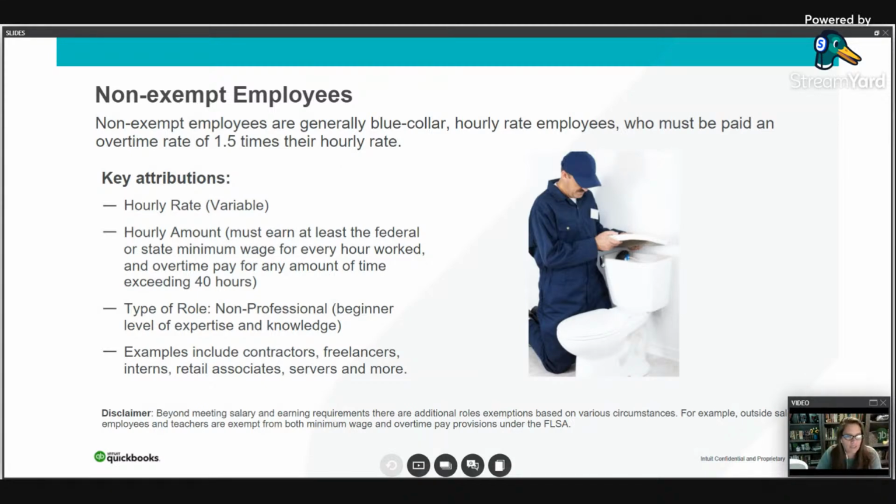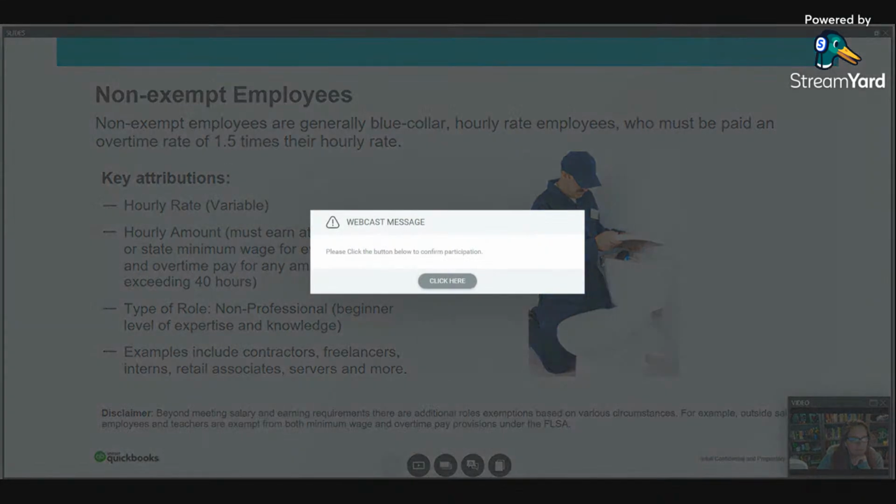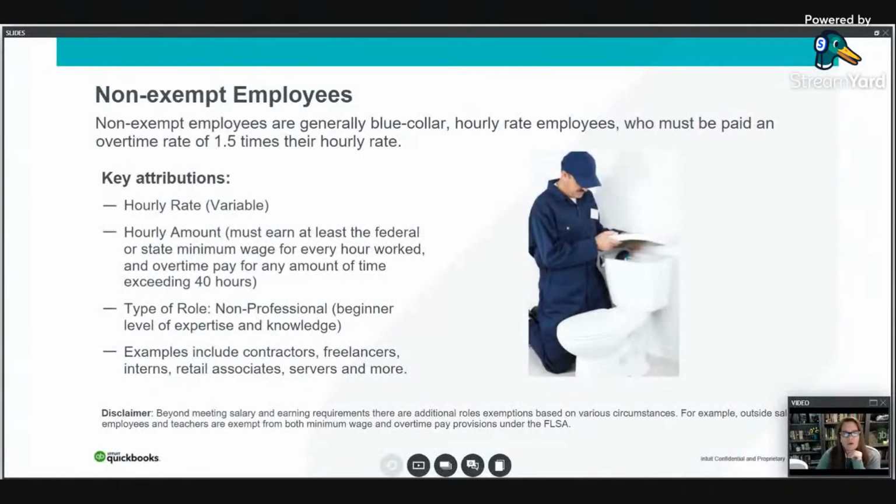Non-exempt employees are generally hourly. I know this says blue collar. It's basically not an executive position, right? And they have to be paid time and a half. Let's see, I'm trying to think of some other things. They're basically non-professional roles, right? It might be unskilled labor, even skilled labor. Retail associates, servers, landscape crews, mechanics in an auto shop.